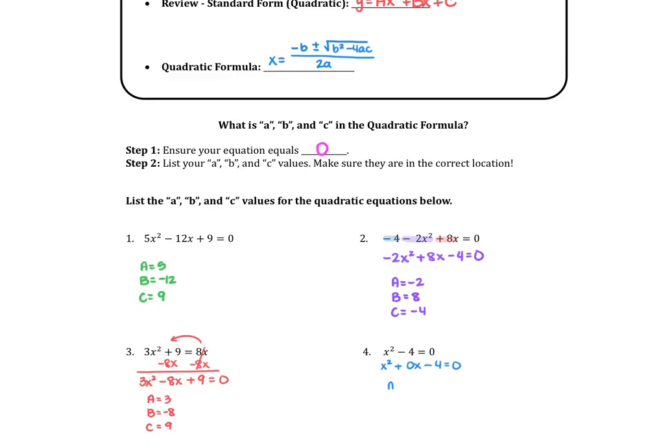I'm ready to identify. A is the coefficient of x squared. It is not the x squared. There will never be an x as part of the a value. It helps me determine which numerical value is a, but x squared is not a part of the a itself. The a is the number in front, which would be a coefficient of 1. B would be 0, and C would be negative 4.